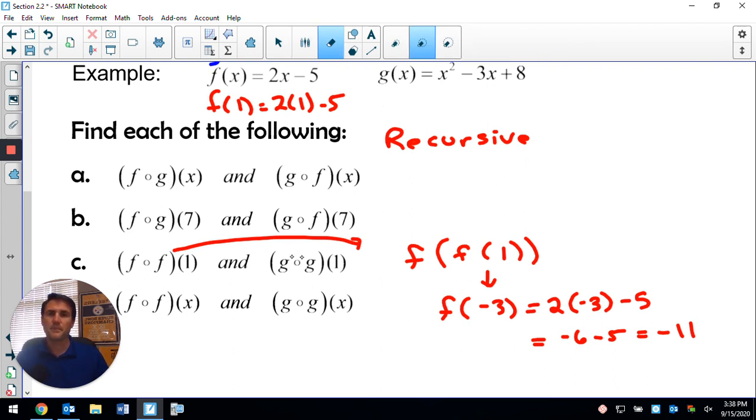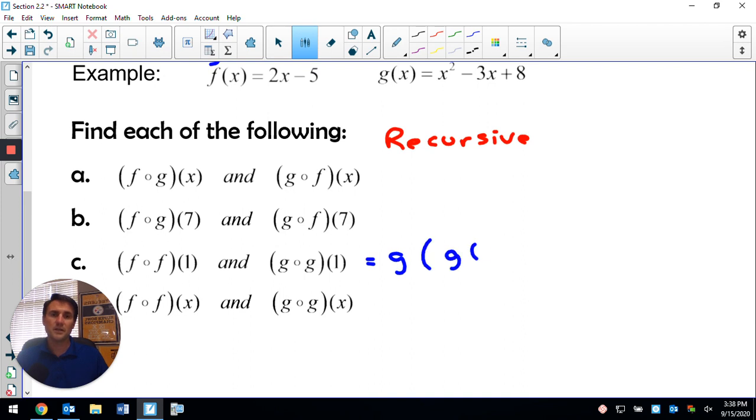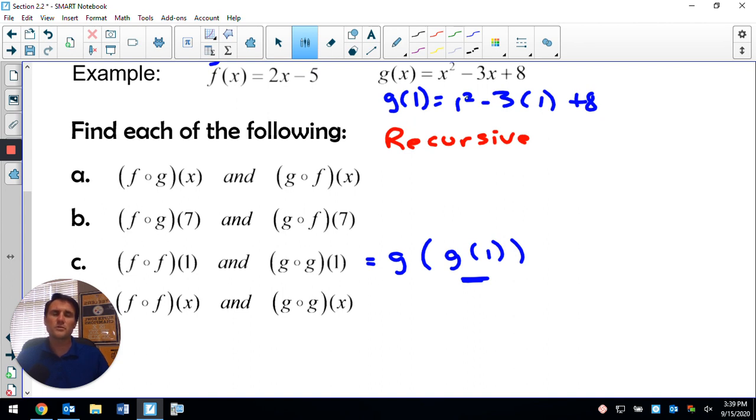All right? Let's try the other one. That one is g of 1. So we're going to calculate g of 1 to start with. Do that up here. 1 squared minus 3 times 1 plus 8. So 1 squared is 1. 1 minus 3 is negative 2. Negative 2 plus 8 is 6. So this part is 6.